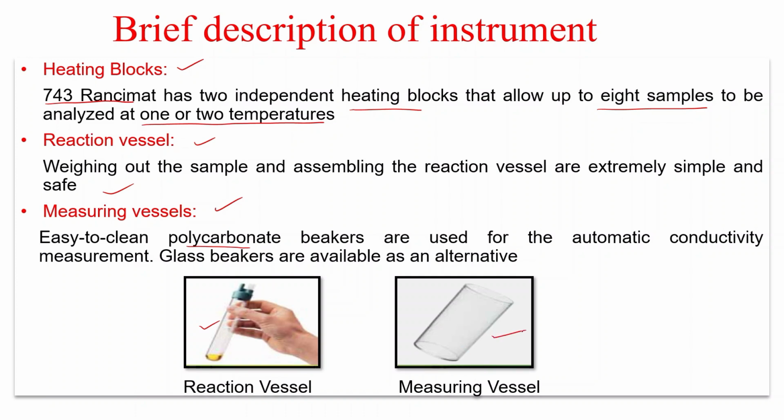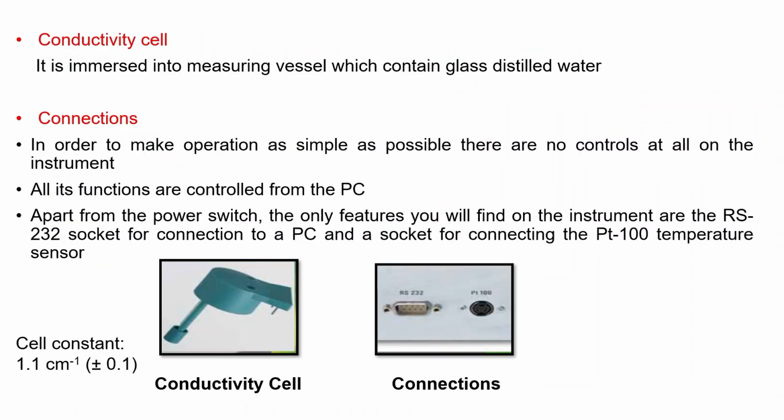These are made of polycarbonate and are used for the automatic conductivity measurement. Here the conductivity probe will be there, and the deionized water will be in this measuring vessel containing 60 ml deionized water. Glass beakers are also available as an alternative. So if measuring vessels are not there, then glass beakers can also be used.